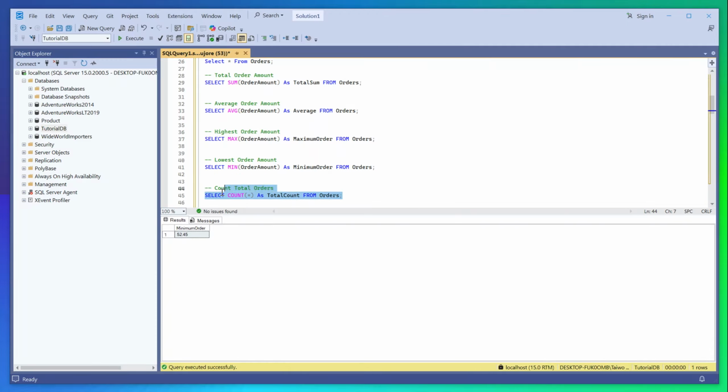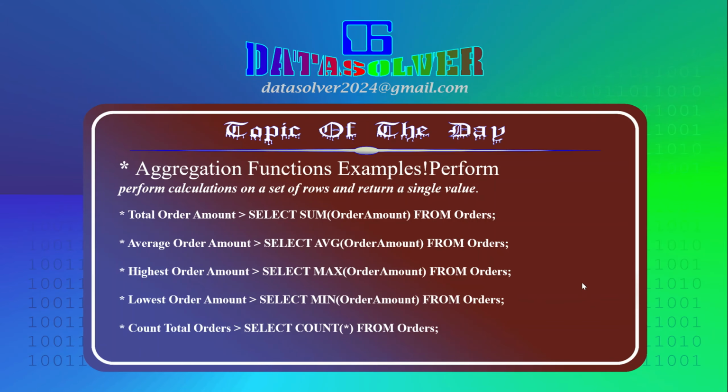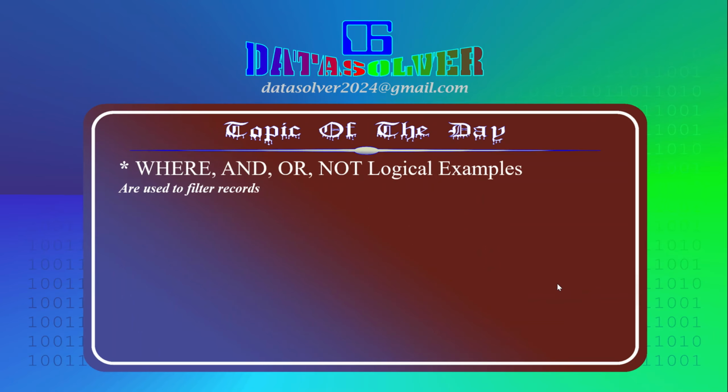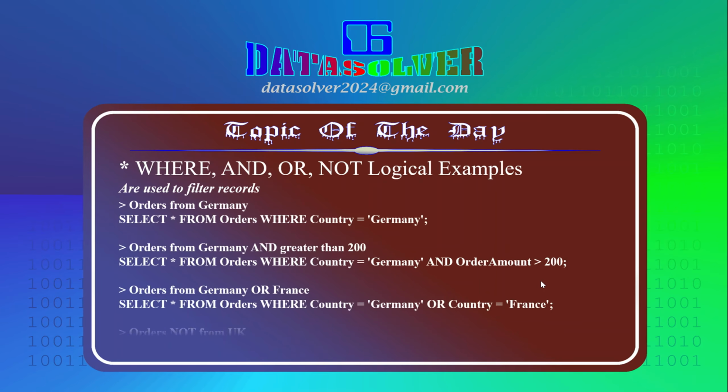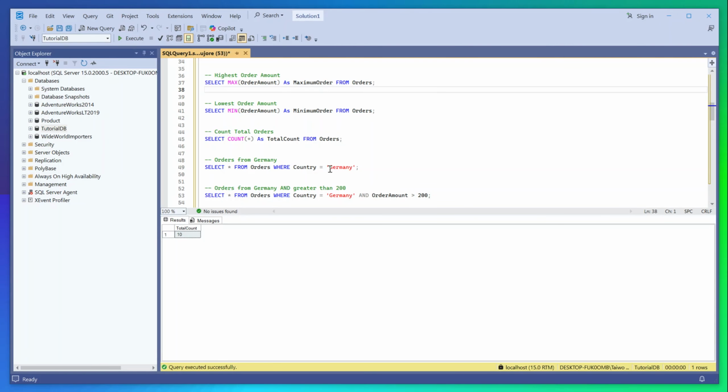The last one is count. It's going to count the records we have in this table, which is going to be 10. So that's that. Okay, now let's go to our slide to see the next one. The next one in our slide is WHERE, AND, OR, NOT, logical operators that are used to filter records. Let's try that.